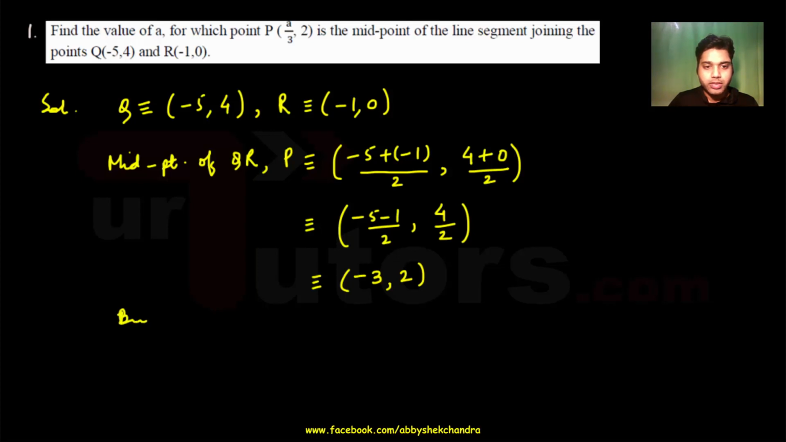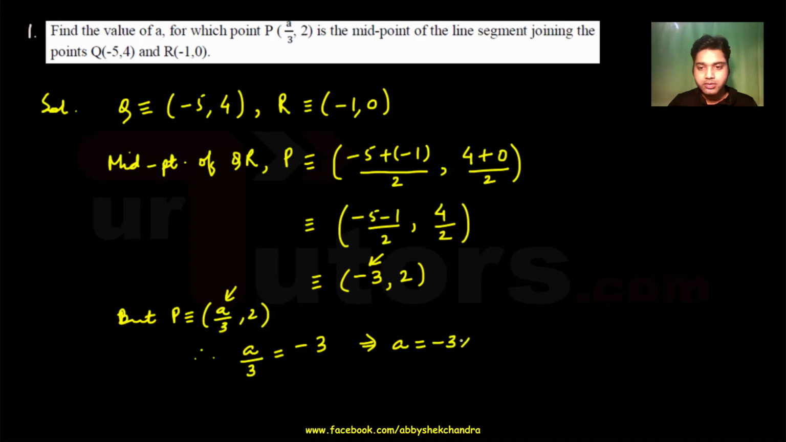But P is given to be what? P is given to be (A/3, 2). So this should be equal to this. So therefore A/3 should be equal to -3. This means A should be equal to -3 into 3, equal to -9.